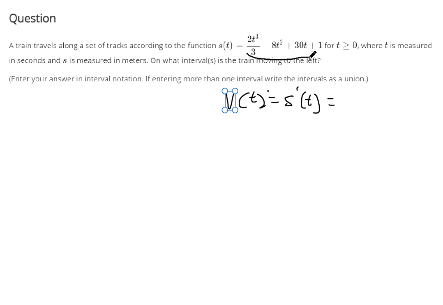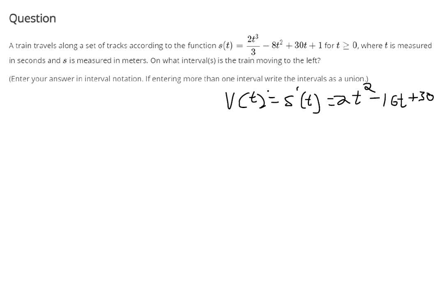So if we evaluate the derivative here using the power rule, the 3 comes down, cancels out nicely with that 3 in the denominator, and then it gets reduced by 1. The 2 comes down and multiplies, and then it gets reduced by 1. And then the derivative of 30t is just 30. And the derivative of a constant of 1 is just nothing. So we found our derivative.